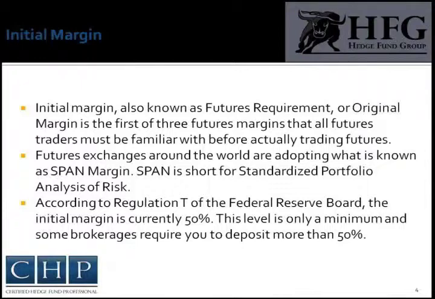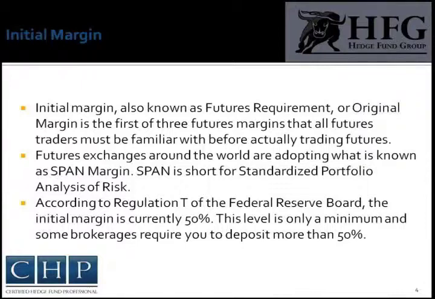For stocks and stockbrokers, according to Regulation T of the Federal Reserve Board, the initial margin for stocks is currently 50%. This level is only a minimum, and some brokerages require you to deposit more than 50%.